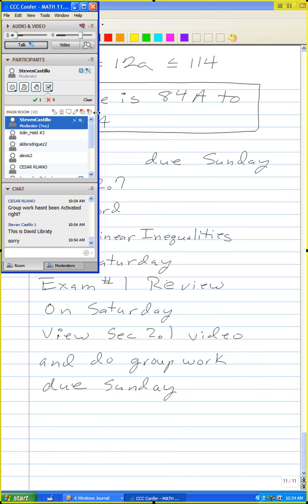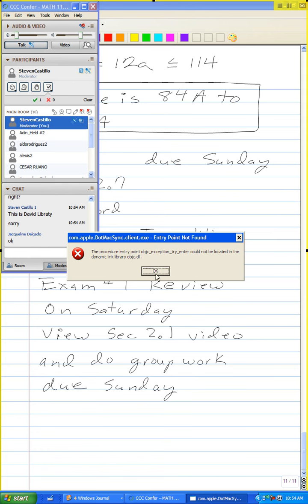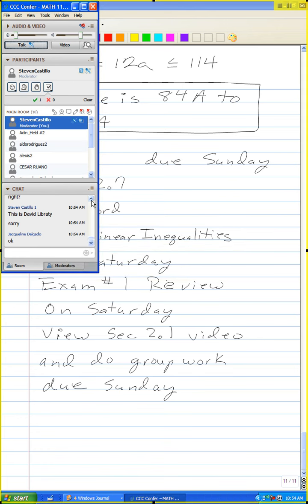No, I haven't activated it yet. I have not activated the group work yet. It'll be activated within the next half hour, 20 minutes. Okay. So yeah, that's okay.